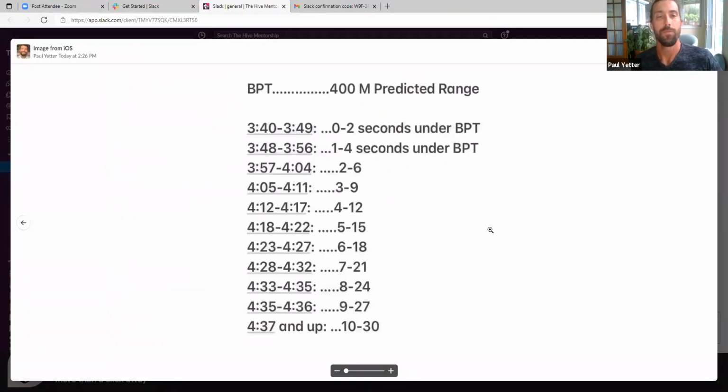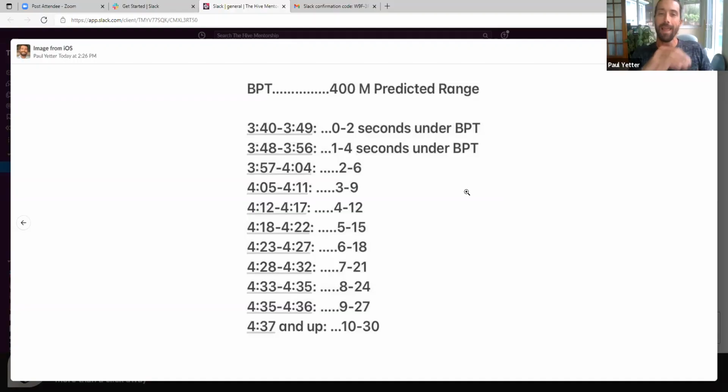Okay, so the BPT is the baseline predicted time. The B is for baseline. Thought I had that written down. I forgot about it. Baseline predicted time. We're just calling it that, BPT. And so the 400-meter predicted range means that if you add up those four 100s and you do all those metrics, you kind of follow the procedure, it'll land you in a BPT range.